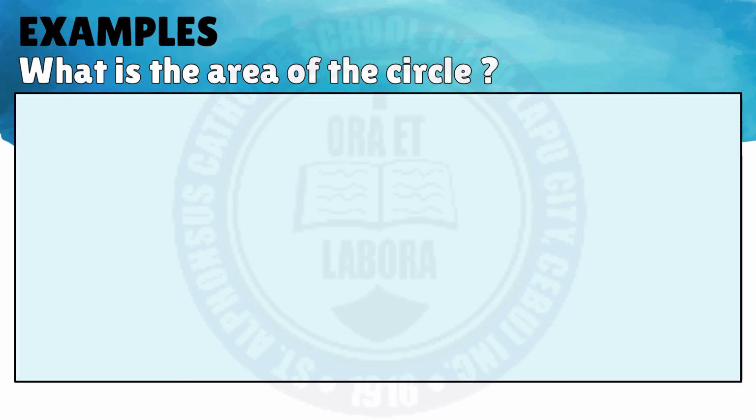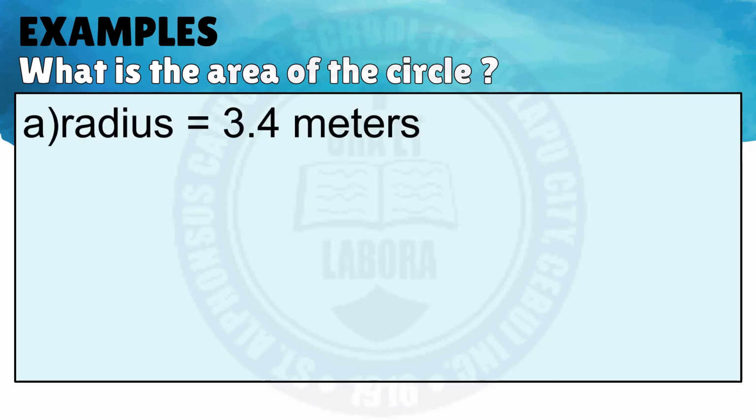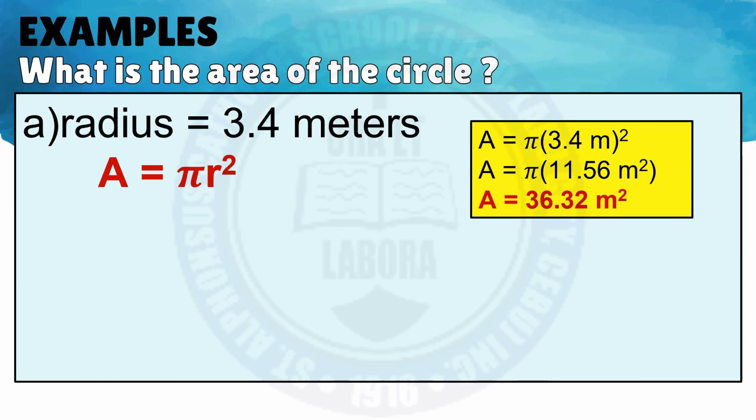Let us consider the following examples. What is the area of a circle if the given radius is 3.4 meters? In this case, we will be using the formula A equals pi times r squared since the given here is radius. So therefore, we have A is equal to pi times 3.4 squared. So A here is equal to pi times 11.56. Therefore, A is equal to 36.32 square meters.